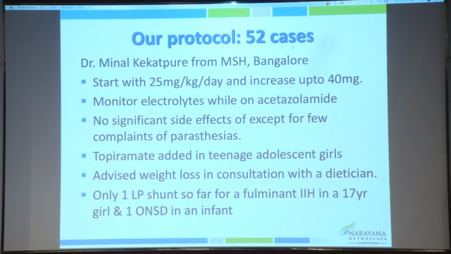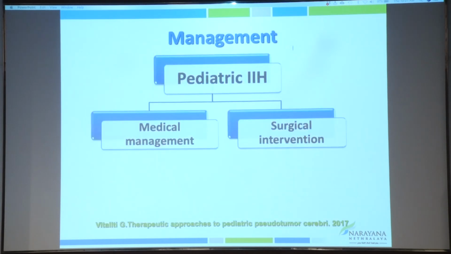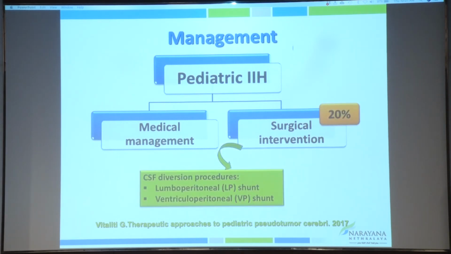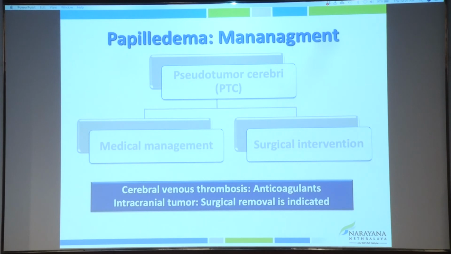And we had 1 LP done so far in fulminant IIH in a 17-year-old and 1 optic nerve sheath decompression in a child. That brings us to the question, what is the surgical intervention? 20% needed, as mentioned, LP shunt or VP shunt. And ONSD has to be reserved for those where we are expecting visual loss or we know the child is going blind. In CVT, anticoagulants are given. In an intracranial tumor, surgical removal is a must. But you need to monitor the optic nerve, as the papilledema should flatten after this treatment.